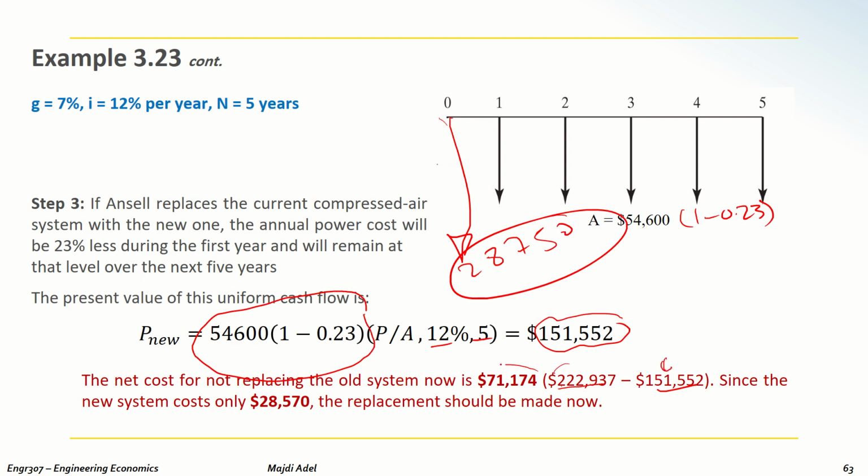The net savings that I made for myself is $71,000, 71,000, which is clearly more than $28,570. So the answer is yes, the system worth fixing. It is worth making the investment because I will save, the net savings is $71,000, while I paid $28,000. I paid $28,000.